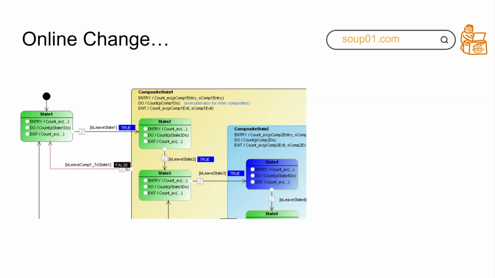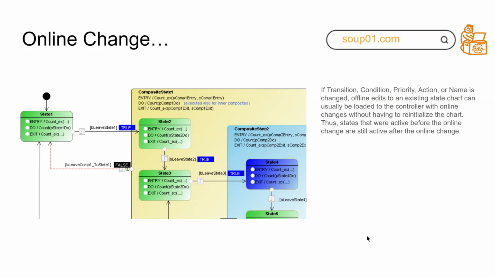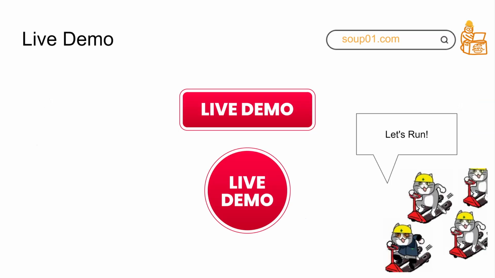So here is the example of the state diagram. If the transition, condition, parameter, action or name changes, then you can directly load to the controller with an online change, and no visualizations are affected. But if you replace, add, or delete a state, TwinCAT will order a restart of the state machine. So take care of that when you do the online change.